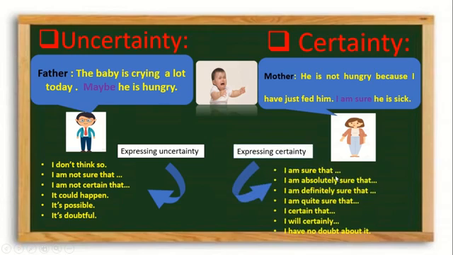And then you can say, I am sure that there will be no lunch. I am sure that you will not have lunch here. I am absolutely sure that there is no lunch at school. I am definitely sure. I am quite sure that students don't have lunch at school. I am certain. I will certainly say that students don't have lunch at school. I have no doubt about it.